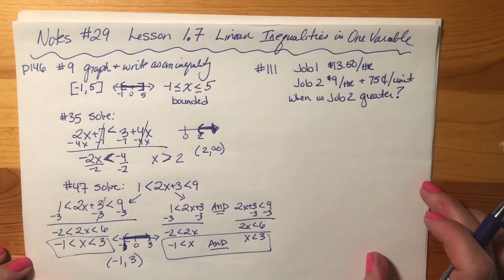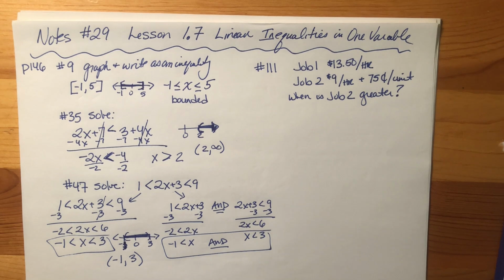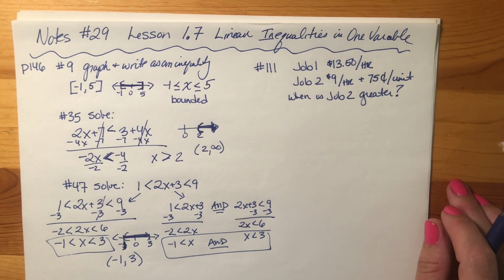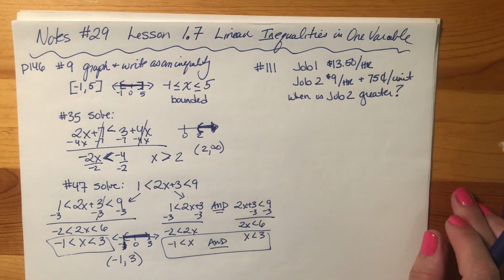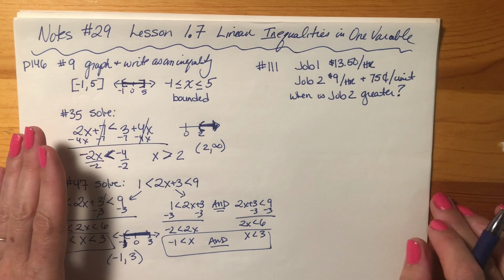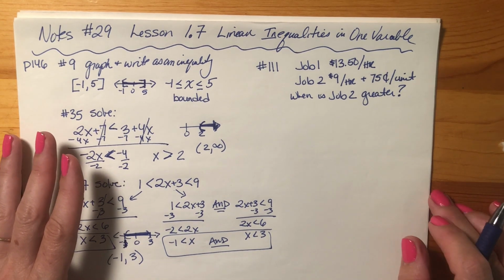Last problem I want to work with you today is number 111 from your textbook. It says you're considering 2 job offers. The first job pays you $13.50 per hour. The second job pays $9 per hour plus 75 cents per unit produced per hour. Write an inequality yielding the number of units x that you must produce per hour to make the second job pay a greater hourly wage. Solve. All right, so they want to know when is the second job greater?